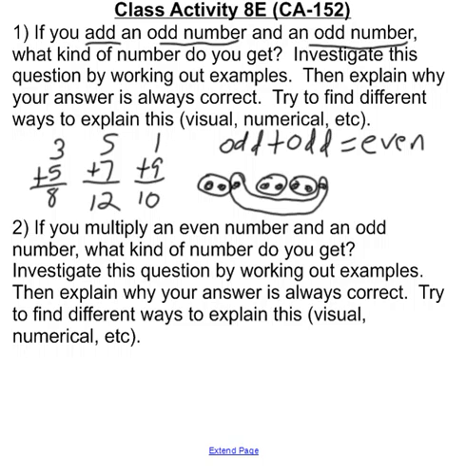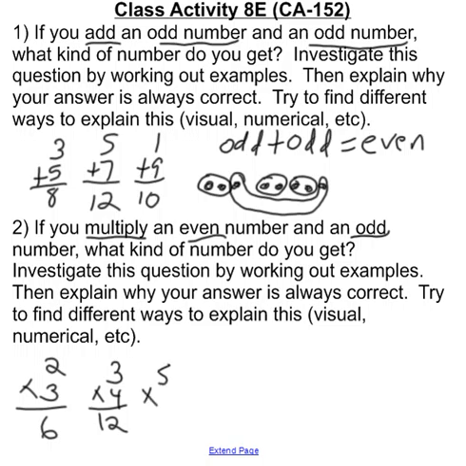Now if I look at and multiply even and odd, so let's say 2 times 3 is 6. 3 times 4 is 12. 5 times 6 is 30. So it appears that even times odd equals an even number.